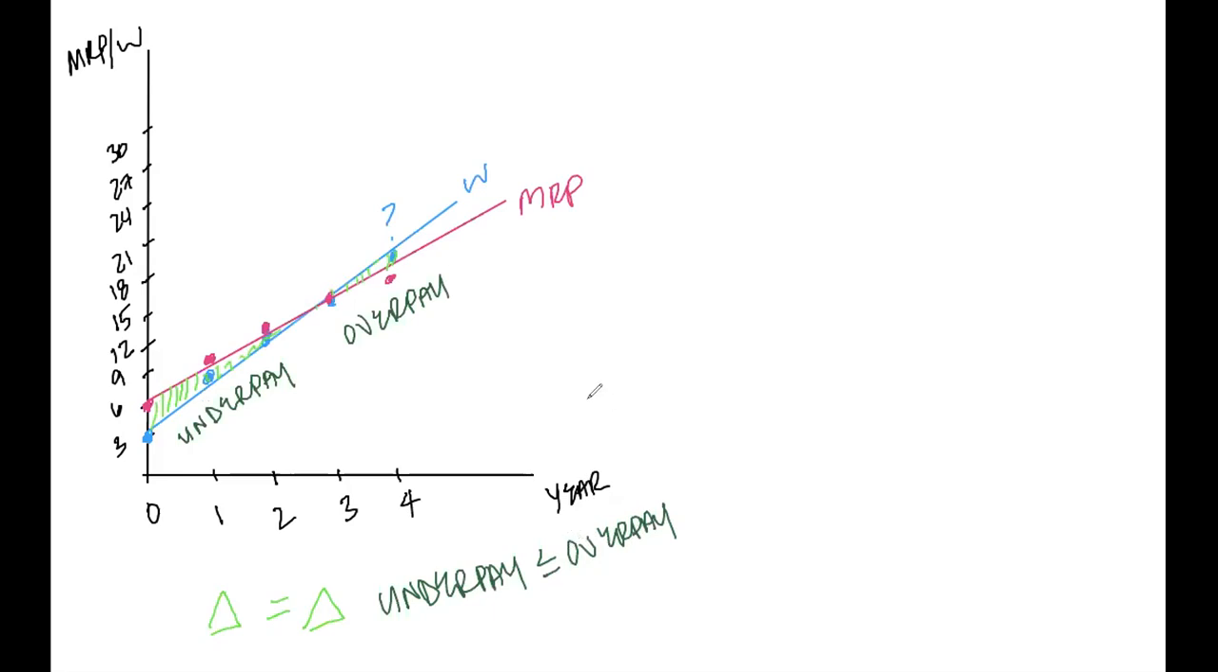So hopefully now you realize that what we need to find is the value for the wage in period 4 to make these two areas equal to each other. And now you're probably asking, how do you do that? Well, this is where the things we've learned about net present value come in.